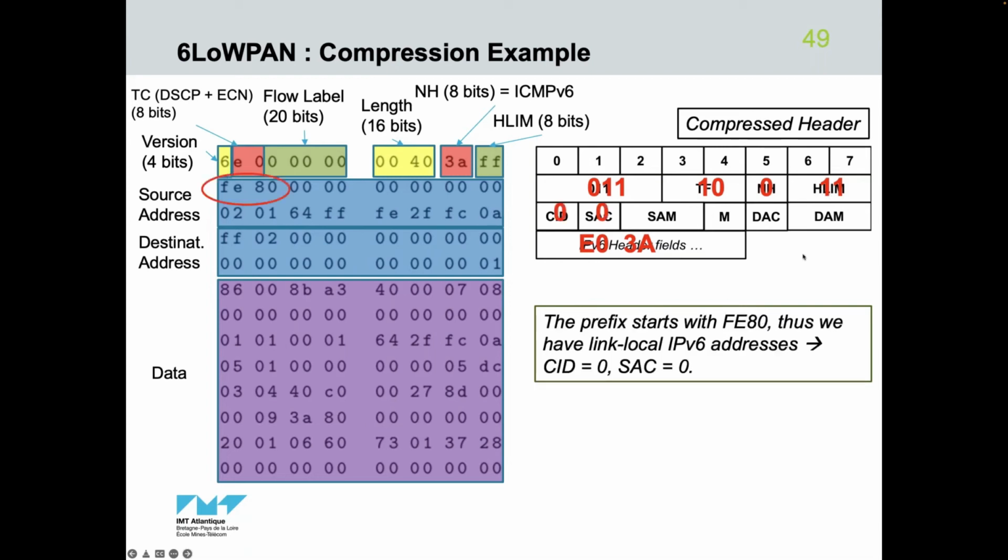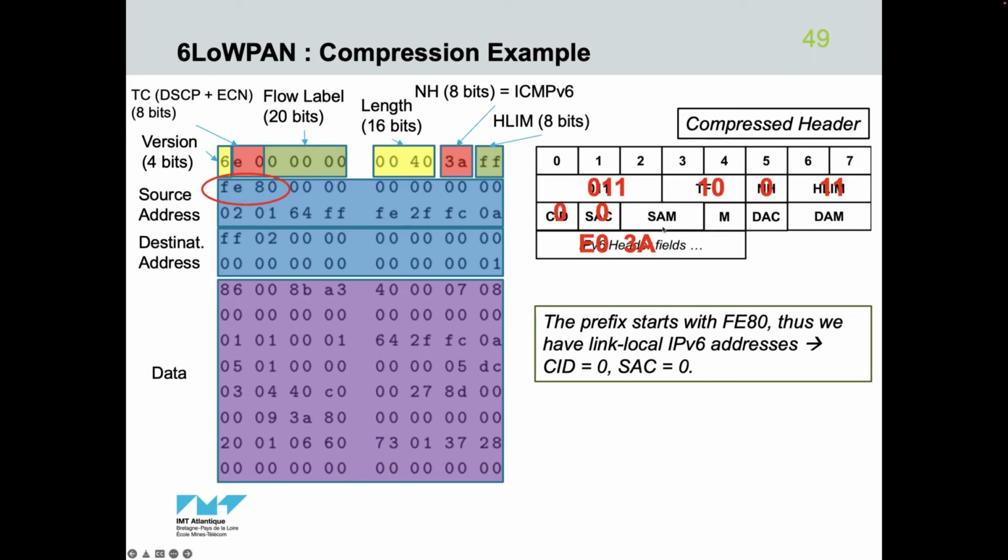So the next fields are the context identifier extension, which is labeled 0, as you can see here, to indicate that no additional CID field is employed. Okay, so we don't have any shared context between the two nodes, between the two endpoint nodes.